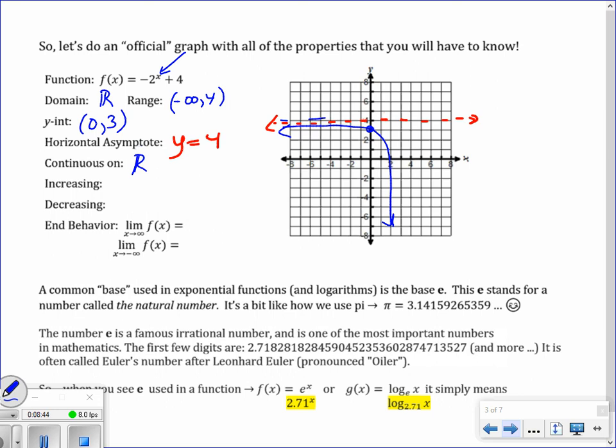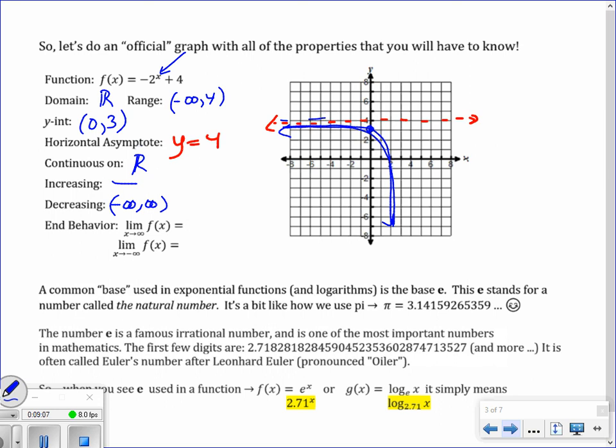Increasing. This graph is not increasing. It starts on the left and it starts to go down, so it's only decreasing. So I have no increasing parts to mention, just for this one in particular. It's decreasing the whole time, so decreasing everywhere from negative infinity to infinity. So you will find that exponential functions will decrease or increase everywhere because it's just all the way across the whole page.